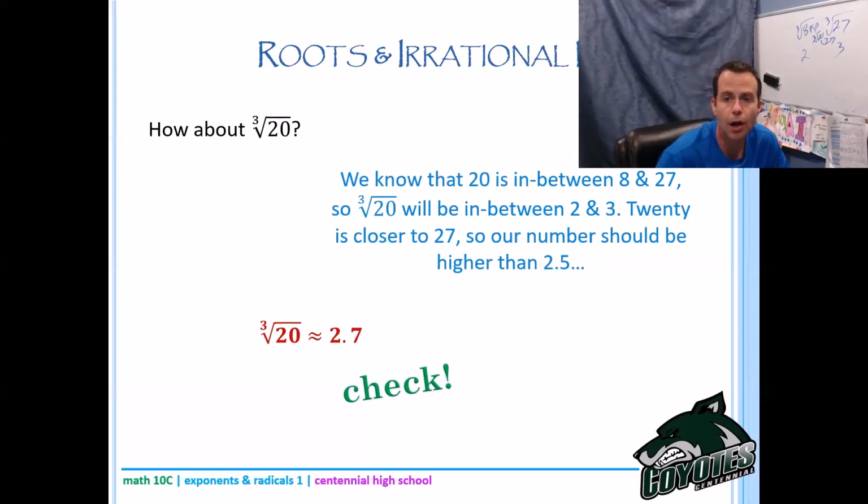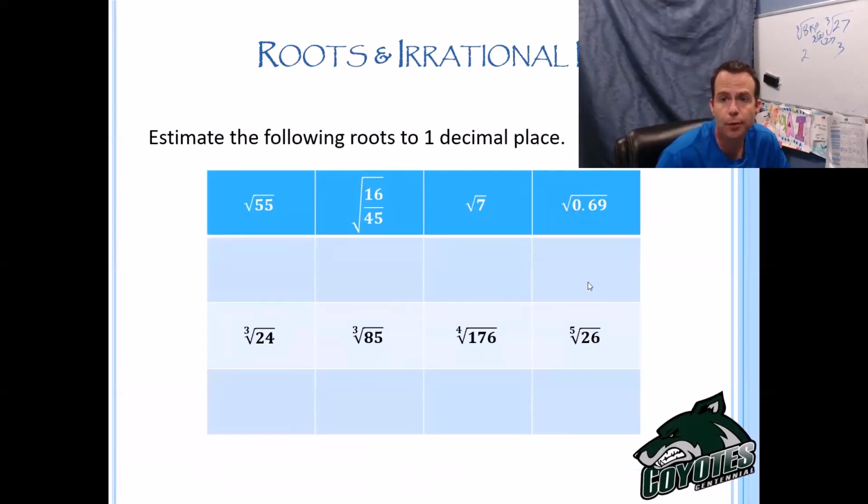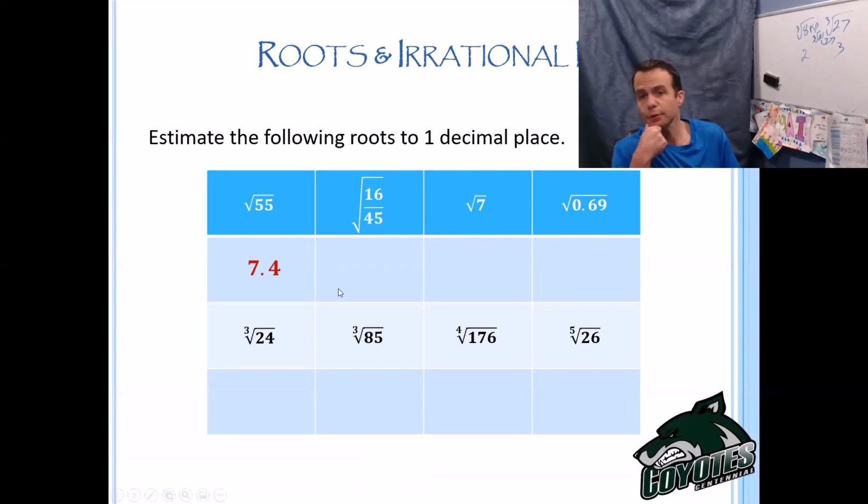Okay, awesome. So estimate the following roots to one decimal place. So you try each of these. Okay, so root 55, that's going to be close to root 49, which is 7. So I'd say 7.4-ish, a little past 49. Root 16 over 45. Well, you know the root of 16 is 4. 45 is super close to 49, so I would say a good estimate of that would be 4 over 7. 0.6 in a calculator.